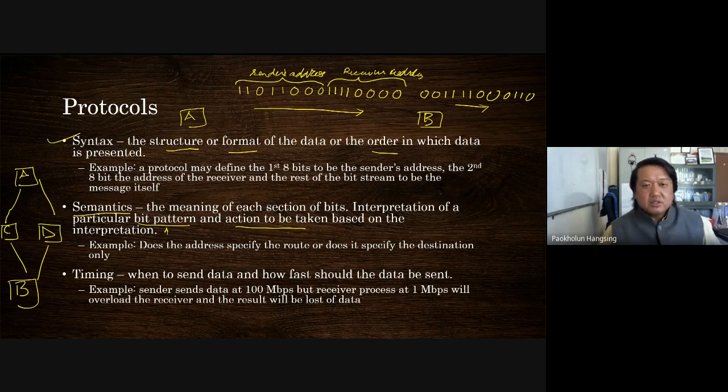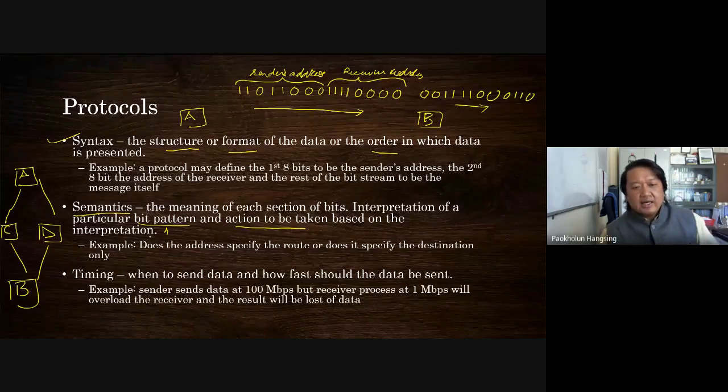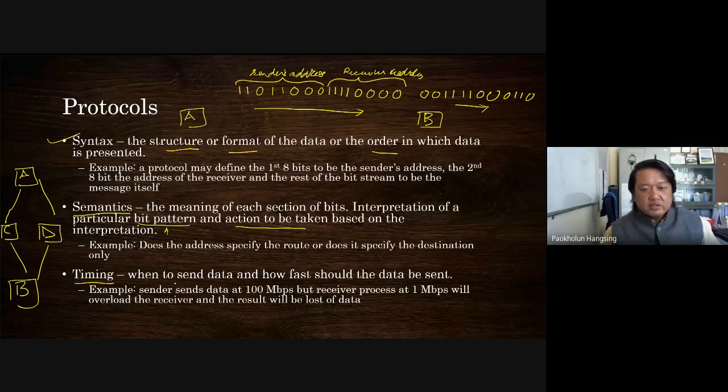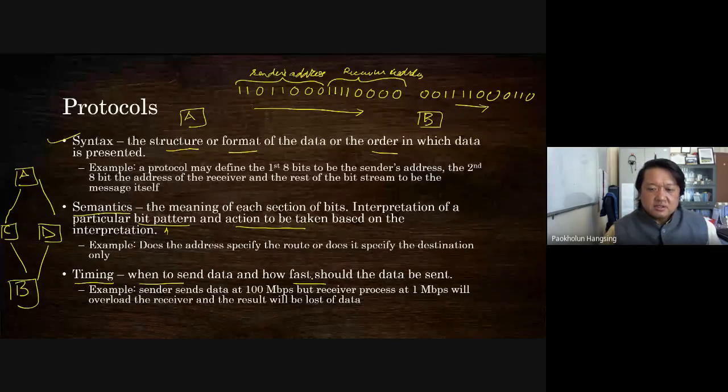Sometimes the data that we are sending also mentions that these packets should go via D, or it may go via C, or sometimes it may not have that. It simply says these packets are meant for B. That kind of thing is what we call semantics. Now the next one is timing, which is very important. Timing is about when to send data and how fast, the speed at which the data should be transmitted.